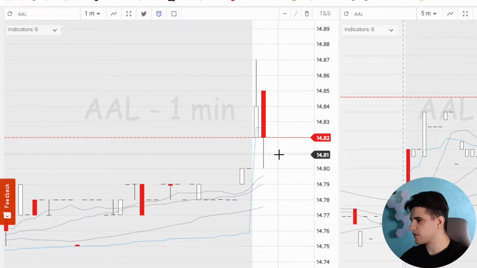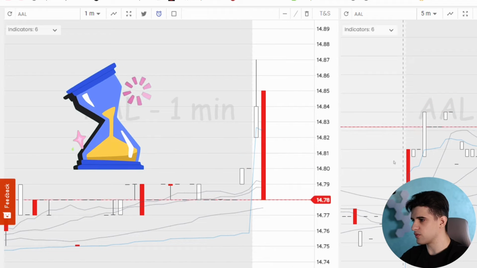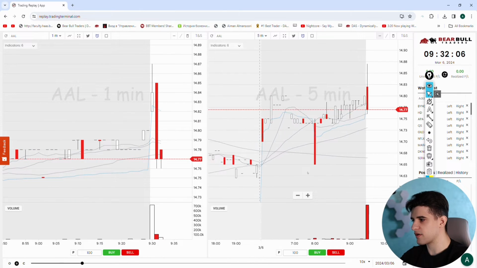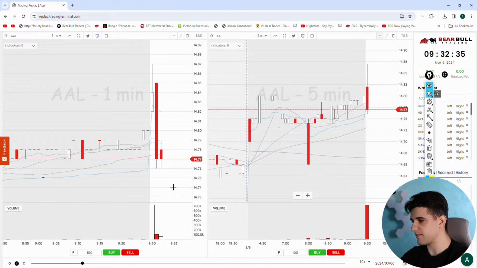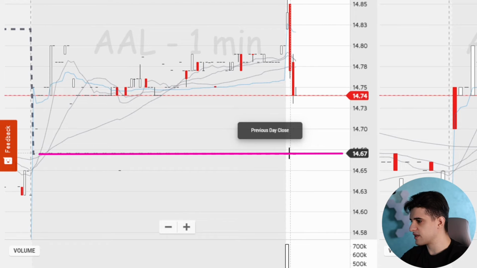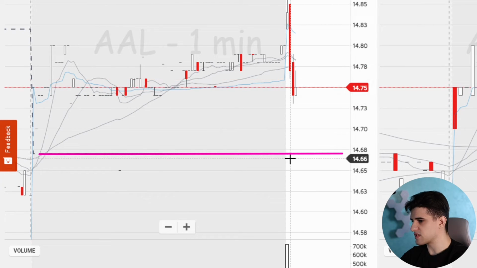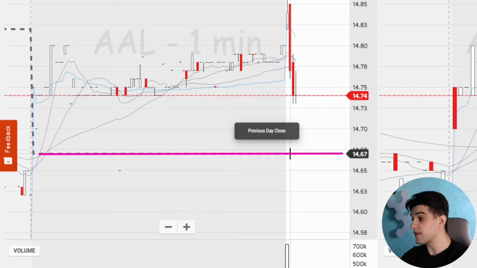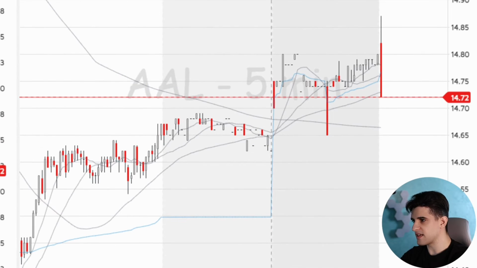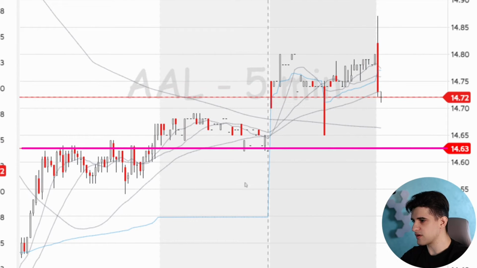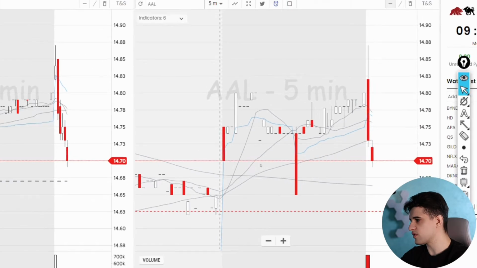Obviously, we don't care about this move. We need to wait for it to give us a better entry somewhere around the levels or the area that I have marked on my chart. And you could see down here, 1467. That is approximately the level from the previous day close. The level from the previous day that I told you about is this. Strong resistance from the previous day, a few cents below the previous day close.